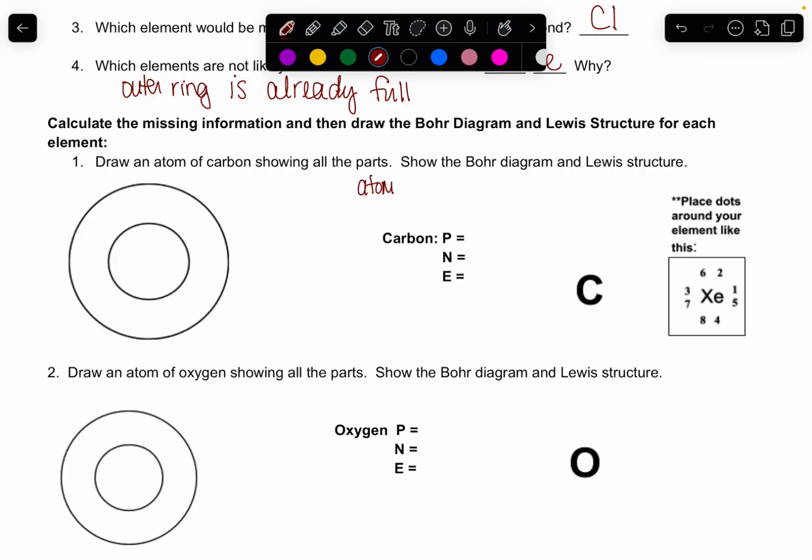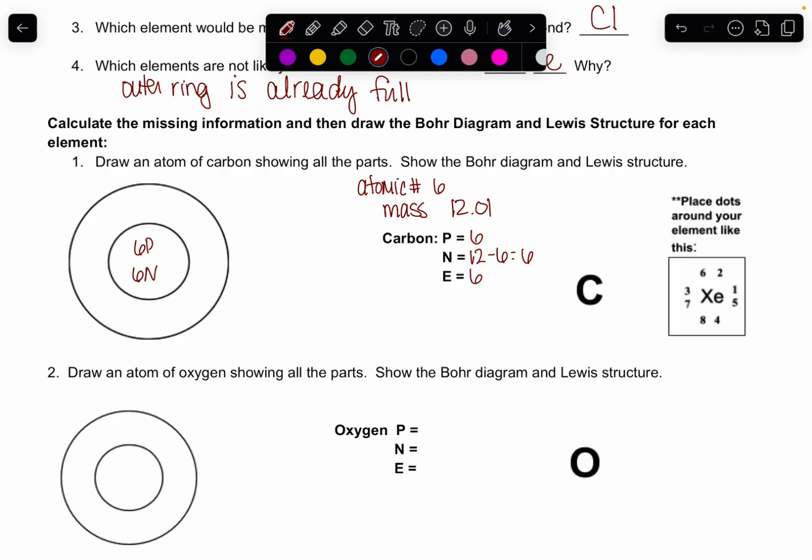So I have an atomic number of 6 and a mass of 12.01. So if my atomic number is 6, my protons are 6, and my electrons are 6. My neutrons, my mass is going to round to 12 even, minus 6 protons equals 6 neutrons. I'm going to do 6p and 6n in my middle for my nucleus, and then I'm going to start placing my electrons. I need to place 6 of them.